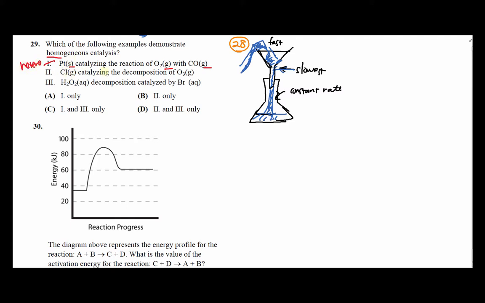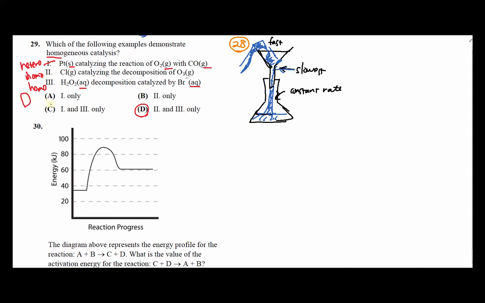2, we have a gas that catalyzes decomposition of ozone. It's a gas and you have another gas, it's in the same state, therefore we can say this is homo. Okay? And for the hydrogen peroxide, decomposition is catalyzed by bromide ion. So you see aqueous, that's good. So that's a homogeneous. Okay, so these are homogeneous catalysts. Always remember that the catalyst speeds up the reaction without raising the temperature. So answer is 2 and 3, which is D.